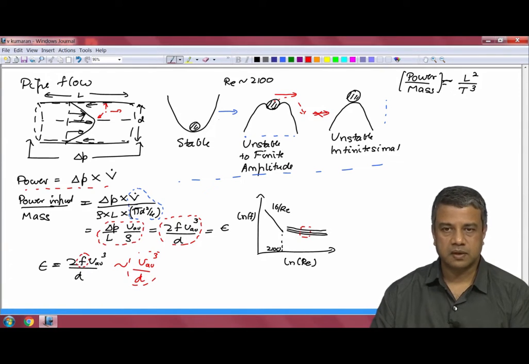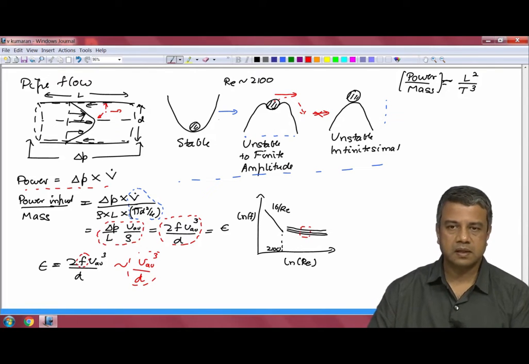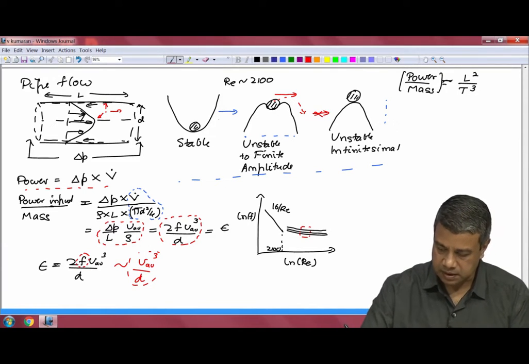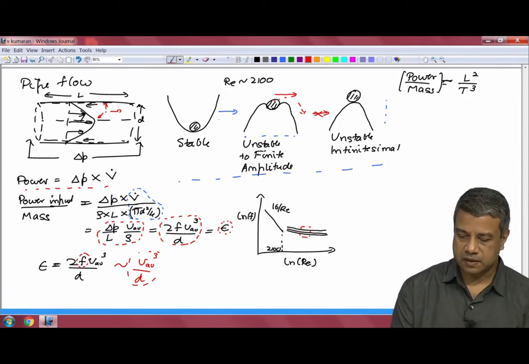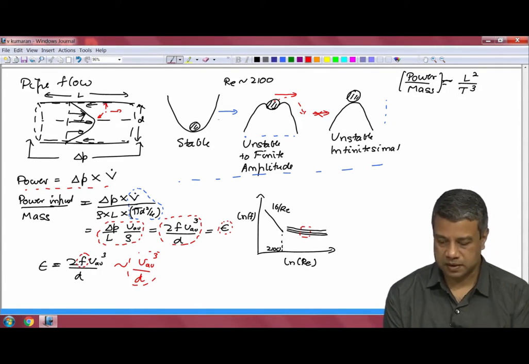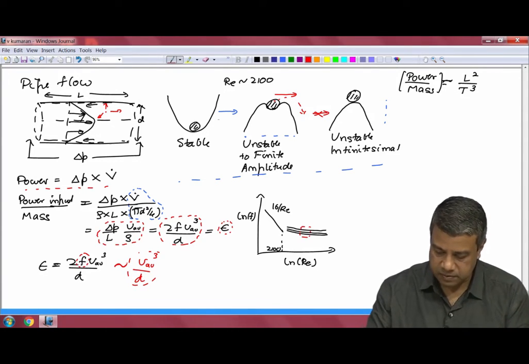Now, the power input per unit mass, which is the energy input per unit mass per unit time, has also got to be equal to the energy dissipated in the flow per unit mass per unit time, which I had labeled using the symbol epsilon. For the flow in a pipe, we had got that epsilon is equal to 2f times the average velocity cubed by the diameter, which scales roughly as V average cubed by diameter.